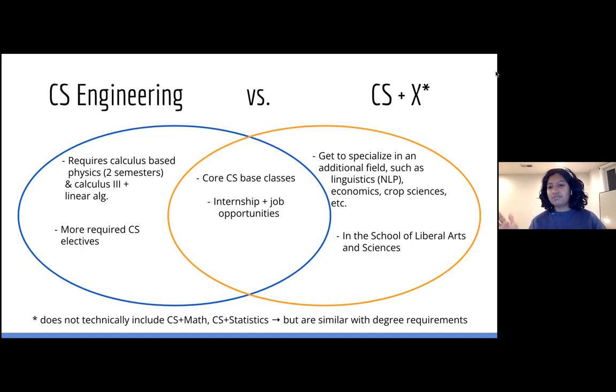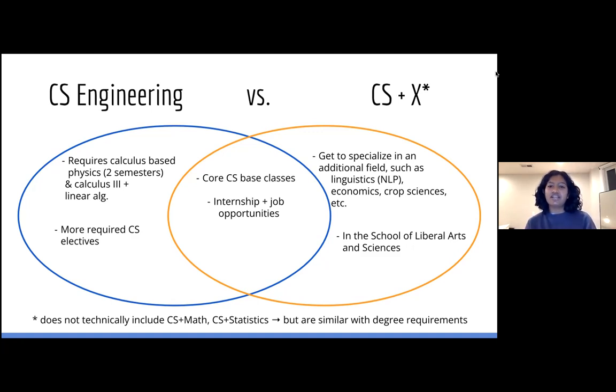But for CS plus X, you get to specialize in an additional field like linguistics, which can really help you with NLP if that's something you're interested in, crop sciences, economics, anthropology, all kinds of cool things like that. And that's in the School of Liberal Arts and Sciences. But at the base of the major, they have the same core classes. You'll get the same knowledge and you'll get the same job and internship opportunities.